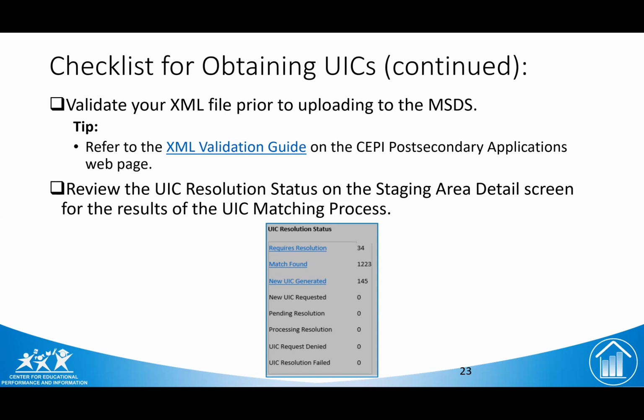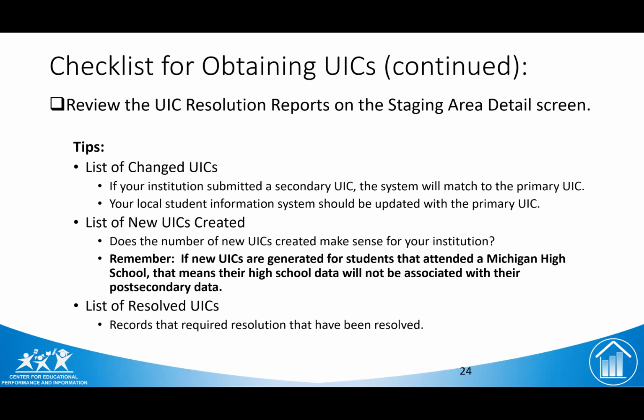Sometimes they require resolution because our system matches your student with the student we have that has a UIC. So it'll take key factors such as name, date of birth, gender, just a lot of the different student demographics factors. It'll take those into account, and then it'll try and match your student, and that's where you'll have to resolve. So it'll give you lists of UICs. You'll have a list of the UICs that were changed, the list of the new UICs, and the list of the resolved UICs.